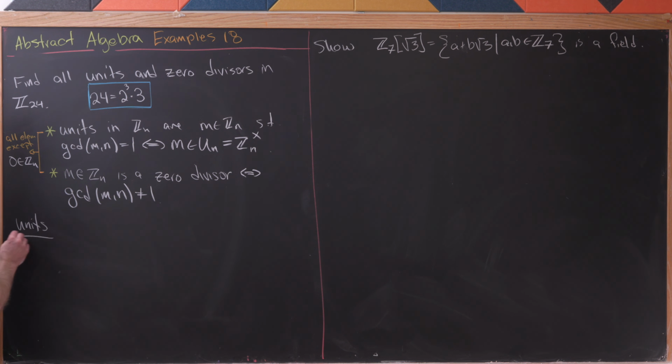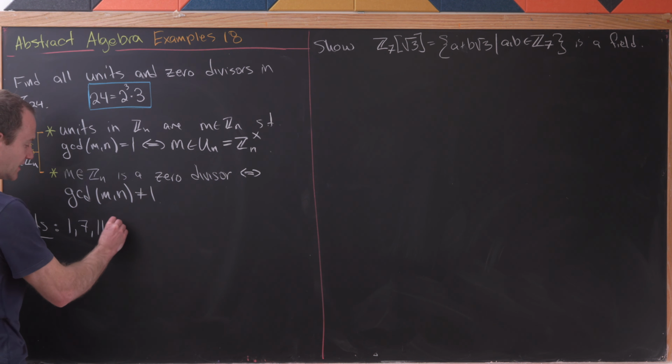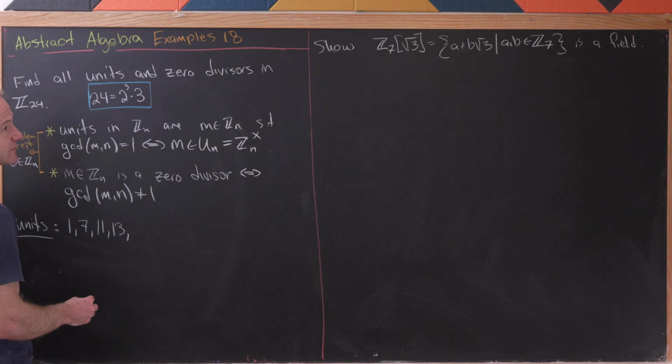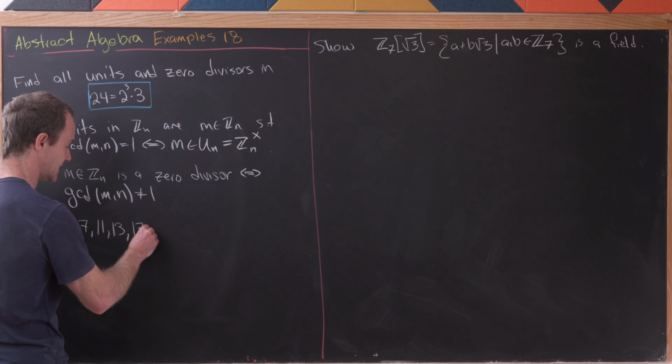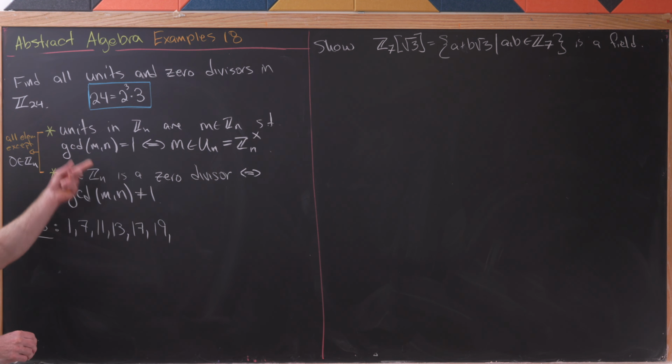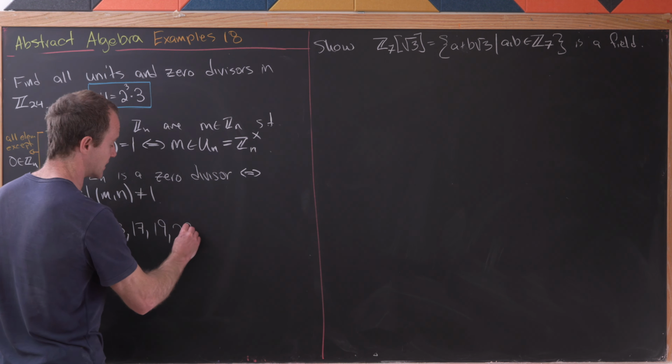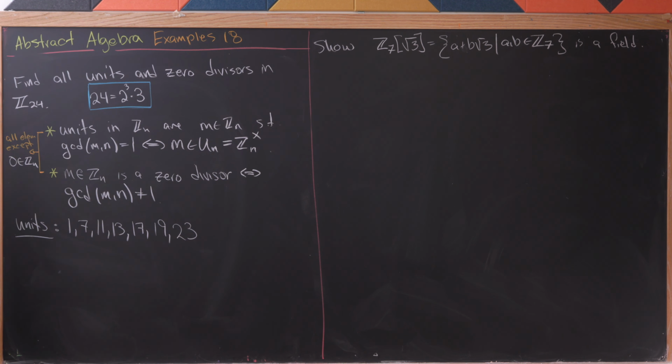So here are the units. We'll have 1, 7, we'll have 11, 13, let's see, 17, 19, and then 23. 20 and 21 are out because 21 is divisible by 3, 20 is divisible by 2, and 22 is out because it's even. So we'll have those numbers. Oh, and I feel like I'm missing almost the simplest one. I'm missing the number 5. Okay, so now we've got those numbers right there.